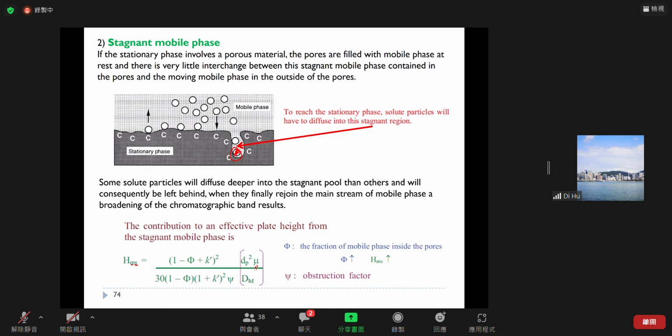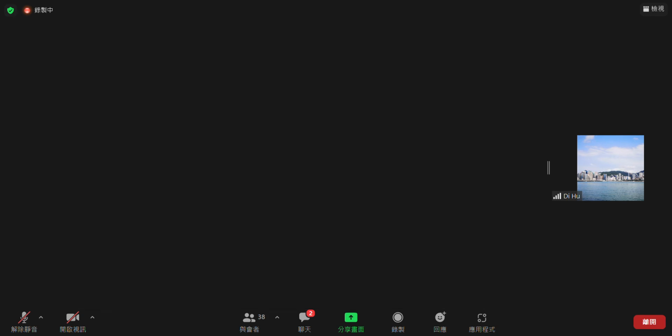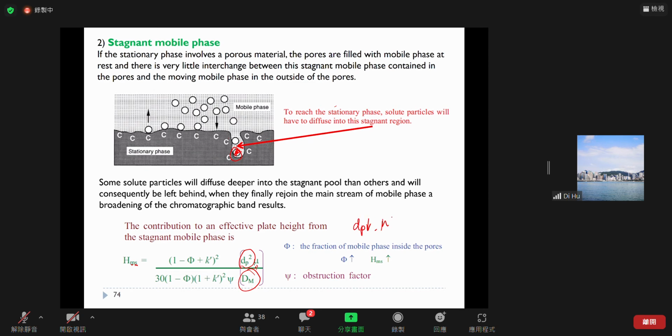dp, we can see the dp because the channels through which the mobile phase flows are narrow. So the solute molecules do not have to travel really far to reach the stationary phase. So again, if you have small dp, they need to travel less to reach the stationary phase, and that's better. And then Dm again: if it's a larger diffusion coefficient, it can catch up with the mainstream faster, right? Okay, again, so smaller dp, smaller mu, and also big Dm favor this.